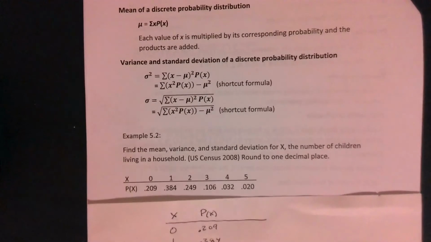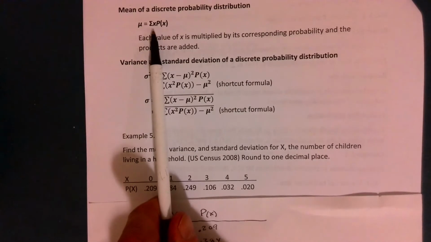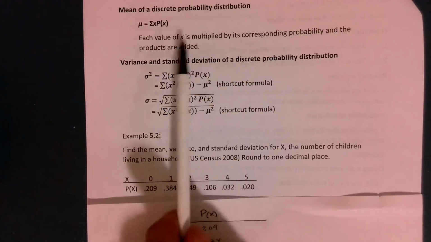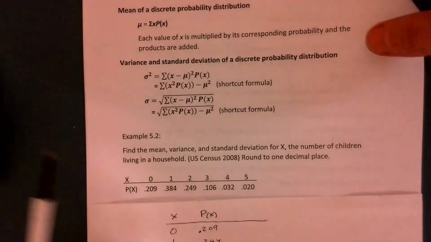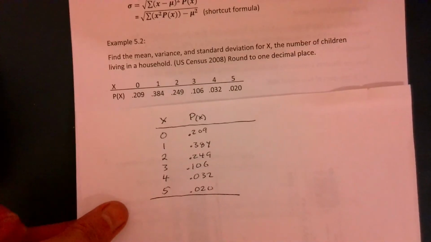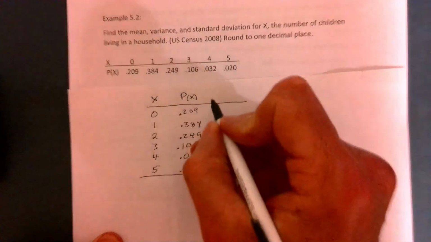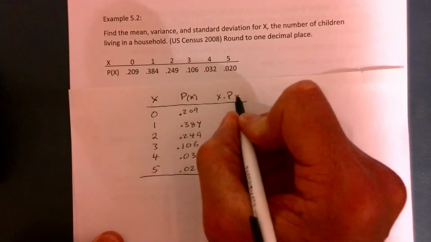In order to find the mean, which will give us the mean number of children living in a household, we use this formula for mu. As it explains here, we take each value of x and multiply by its corresponding probability and then add. A good way to do this: we have a table written horizontally, but I like to make a vertical table. So here's the table written vertically. To multiply across, we can make a third column, x times p of x.